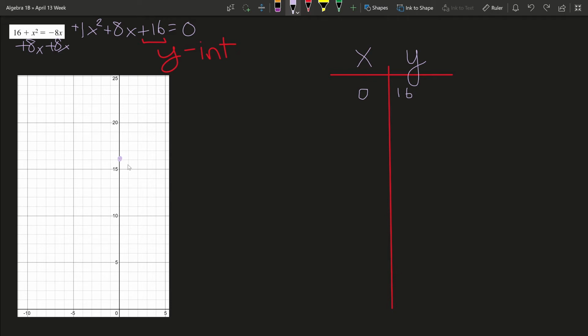So let's go ahead and try 1, right? When we plug in 1, you get 1 to the power of 2 is 1 plus 8x. Let me erase this real quick here. So you get 1 plus 8 plus 16.